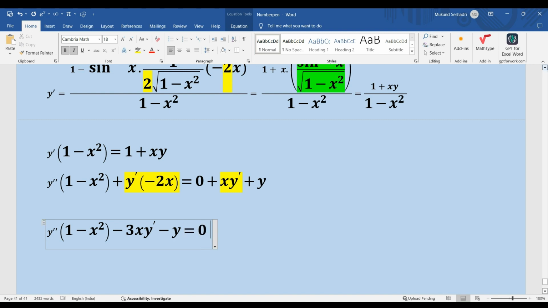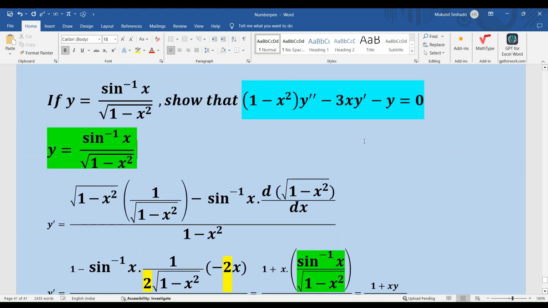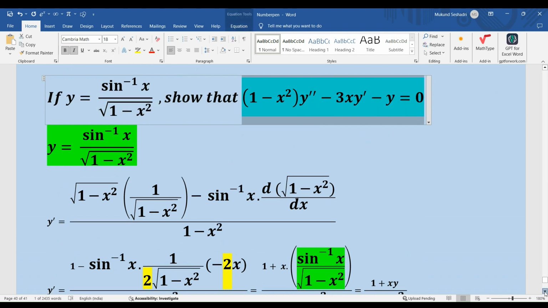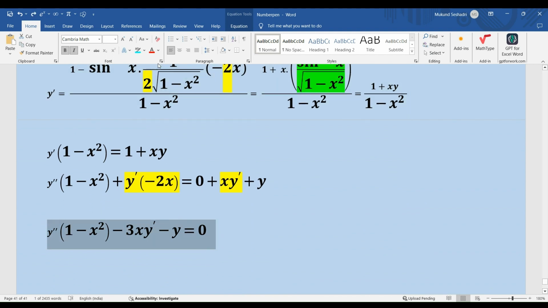And let's go back to our question. Let's see what we have been asked to prove. This is exactly what we've been asked to prove, right? And that is what we have arrived at. So let me highlight it in pink.